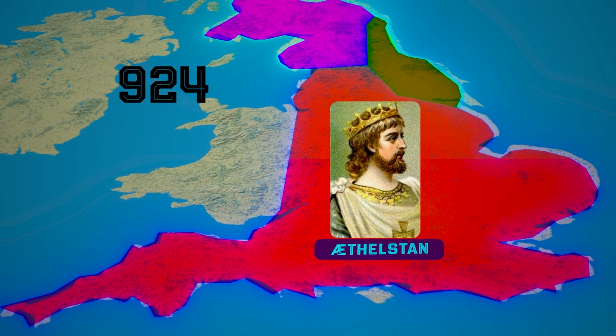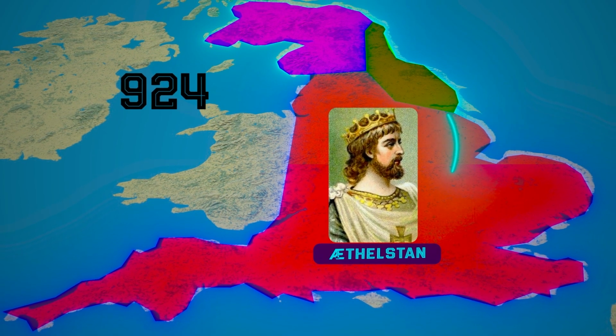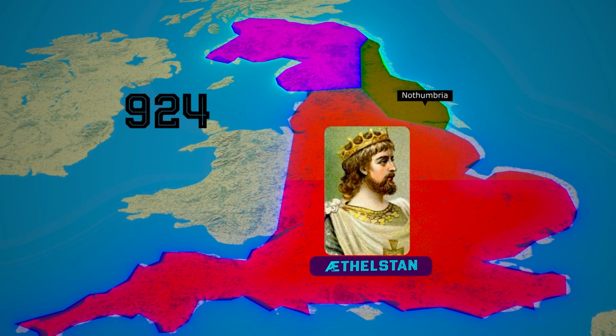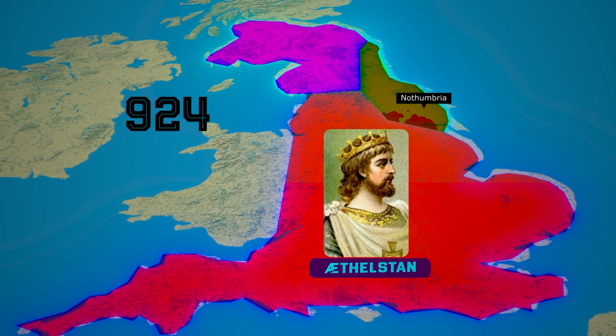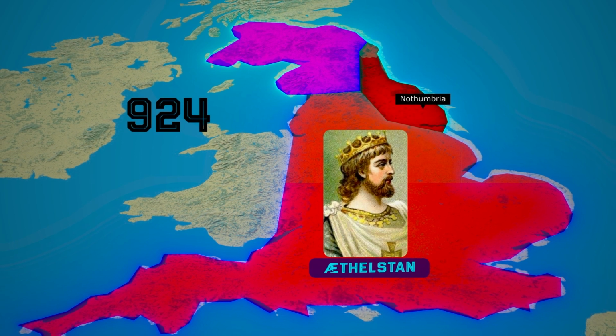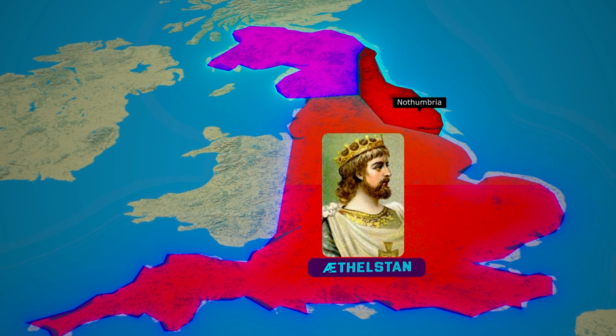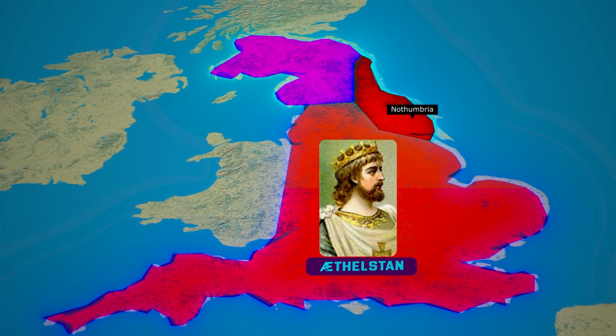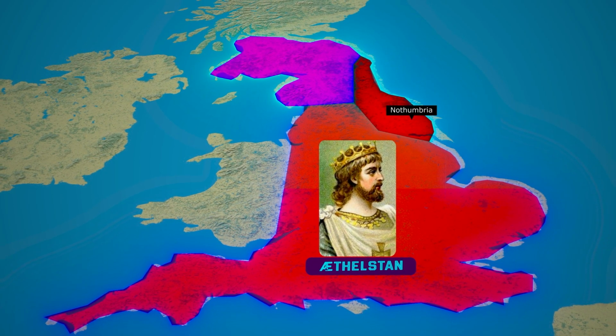Around this time, Ethelstan's sister would marry the local Viking ruler, Sitric, who still controlled Northumbria. Ethelstan marched on and was finally able to bring the kingdom of York under his crown as his sister's husband passed away. This left Northumbria up for grabs, and the king swiftly consolidated it as a part of his kingdom.